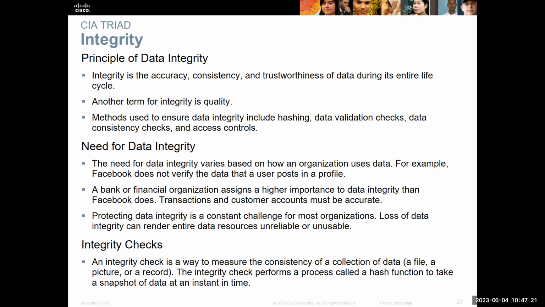An integrity check is a way to measure the consistency of a collection of data: a file, a picture, a record. An integrity check performs a process called a hash function to take a snapshot of data at an instant in time. This integrity check is done at the system level. We mostly don't have access to it, but it is done at the system level. I will shed more light on it when we come back from this break.